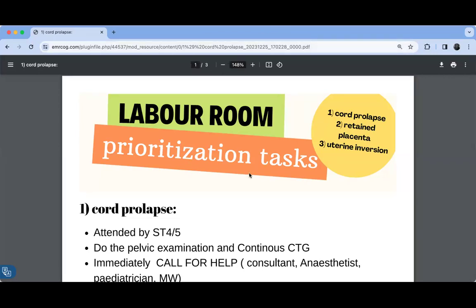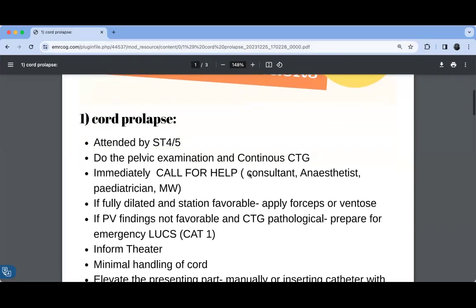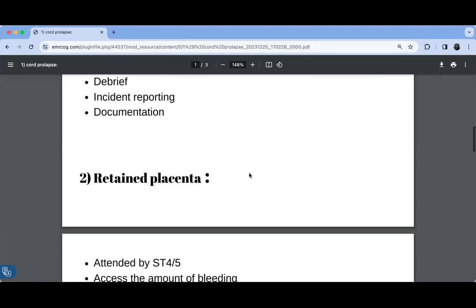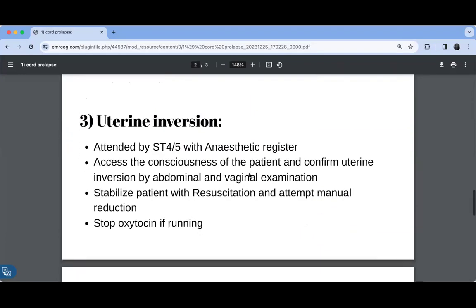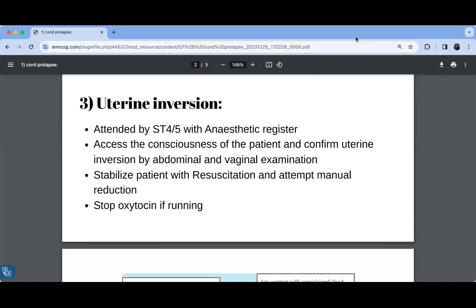So here, my dear friend, you have to mention the immediate management or the steps of uterine inversion. Other cases can also come as evolving scenarios, like uterine inversion, retained placenta, cord prolapse. Please be careful of those cases and those emergencies, and be ready for this. Uterine inversion is an urgent case, and it's your case now. This is your obstetric emergency now with the anesthetic registrar.